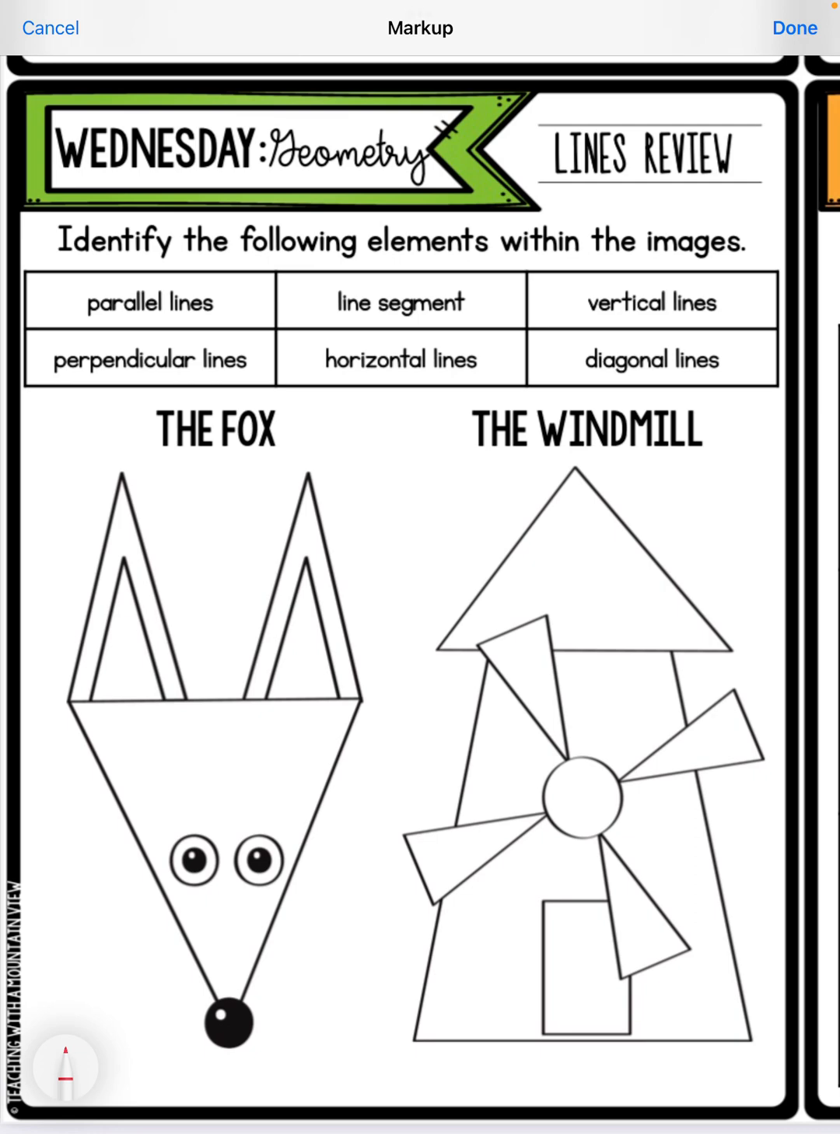Moving to Wednesday, I'm going to give you examples of all of these lines, and then you're going to find them within the pictures. You only have to find one example out of all of the pictures. You don't have to find an example within each. So you don't have to find an example within the fox and the windmill.